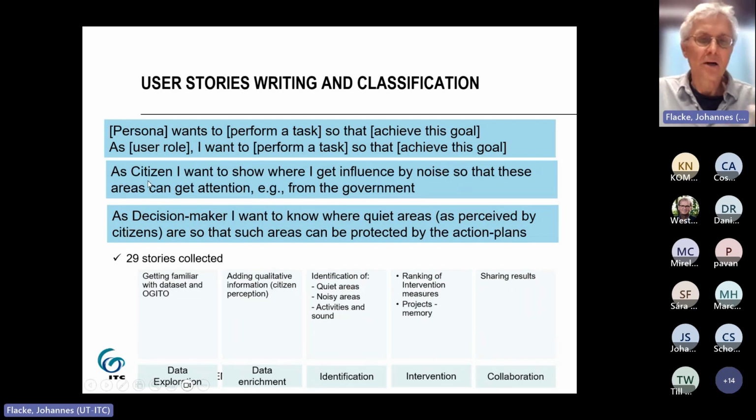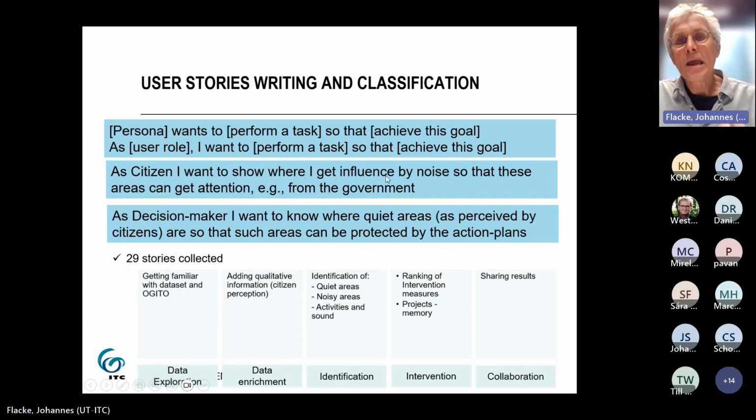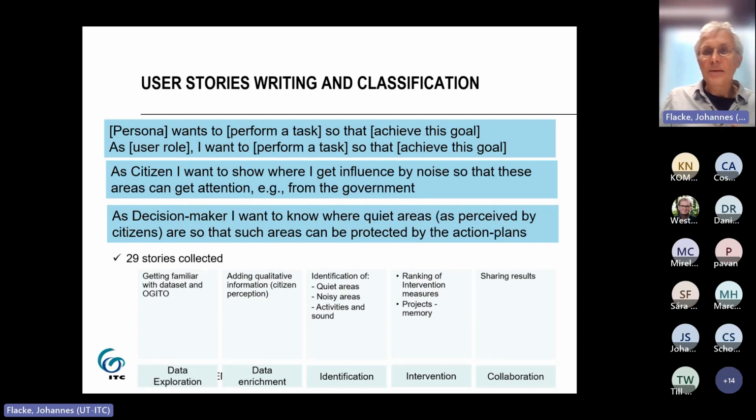Our stakeholders came up with statements like: as a citizen, I want to show where I get influenced by noise so that these areas can get attention, for example from the government. Or another user story, just to give you some ideas: as a decision maker, I want to know where quiet areas, as perceived by citizens, are, so that such areas can be protected by the action plans. These were typical user stories that we wrote in a 3-hour workshop, and we took note of them.